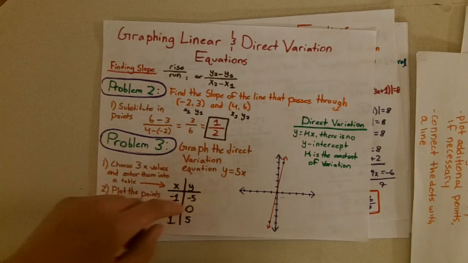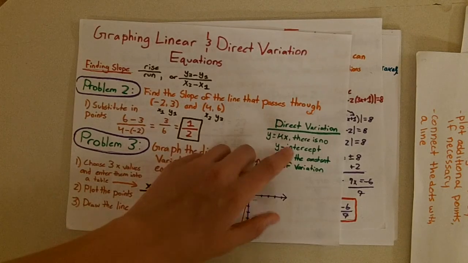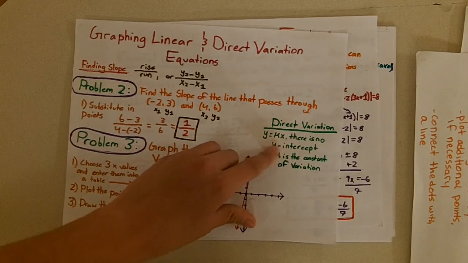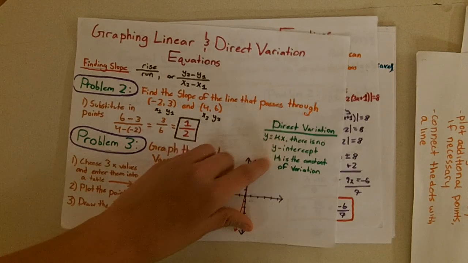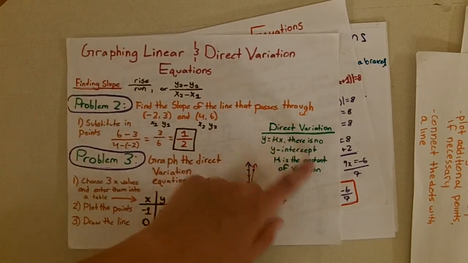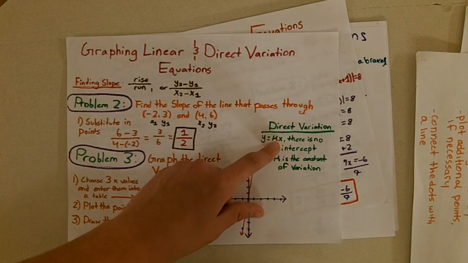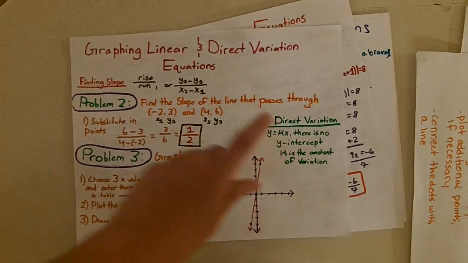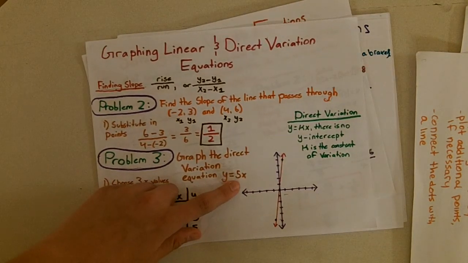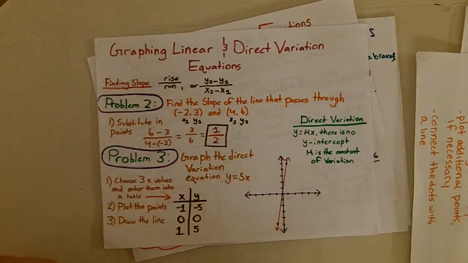Problem 3. Graph the direct variation equation, y equals 5x. Now, before we graph that real quick, let's take a better look at what direct variation is. The direct variation equation is y equals kx. As you can see, there is no y-intercept, and that would be the b. As you can see, it's not there. k is the constant of variation, the number before the x, also known as the slope. Back to our equation. y equals 5x. 5 is the slope, and there is no y-intercept.